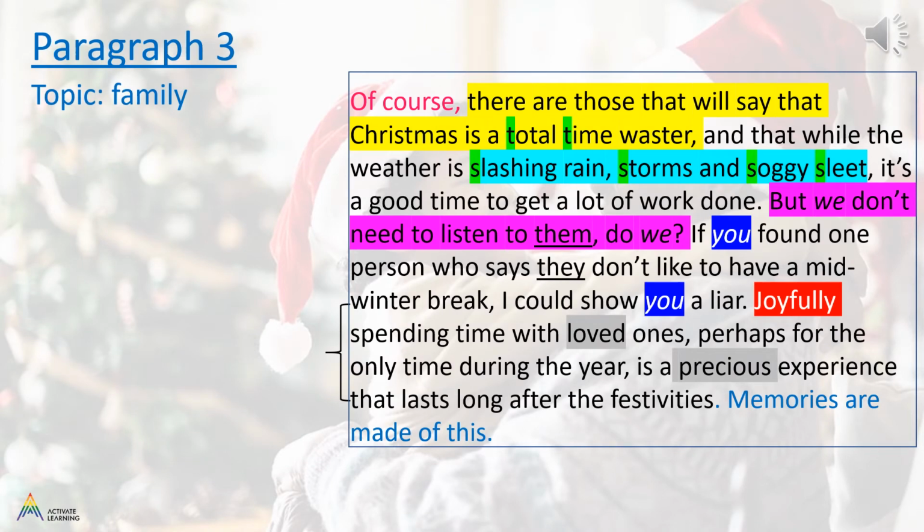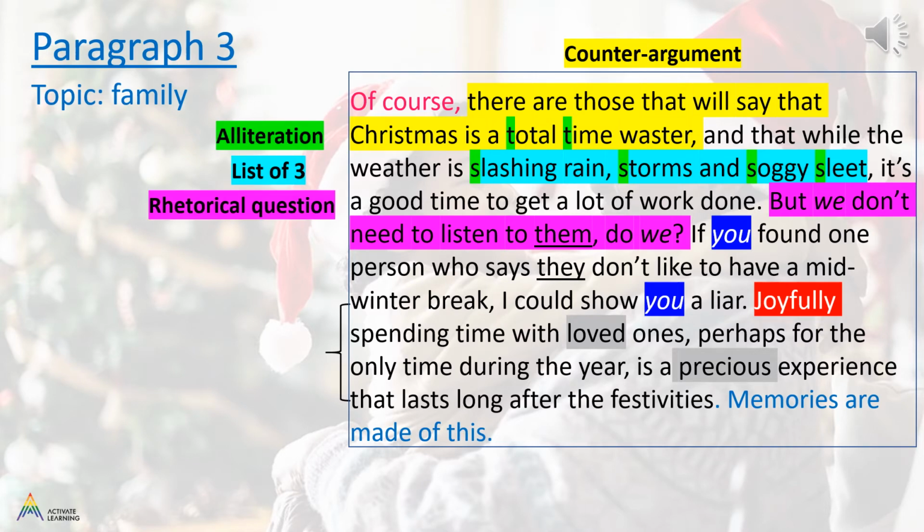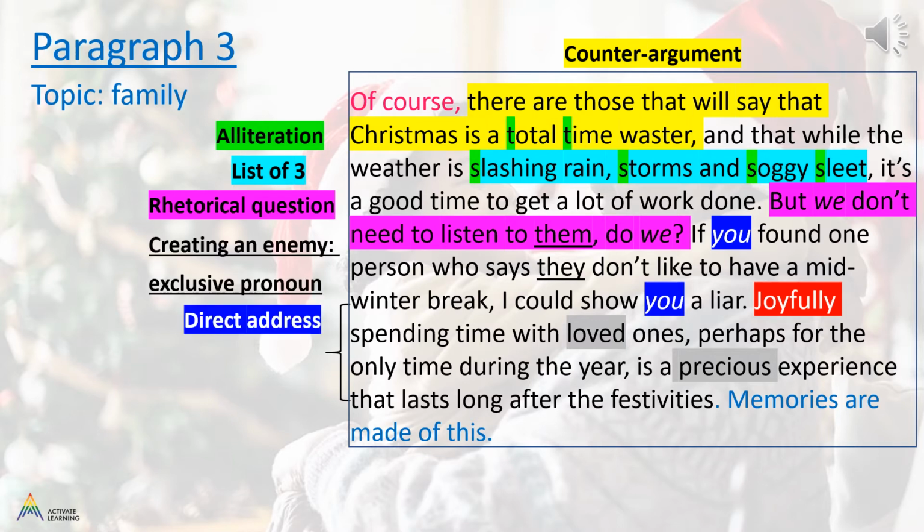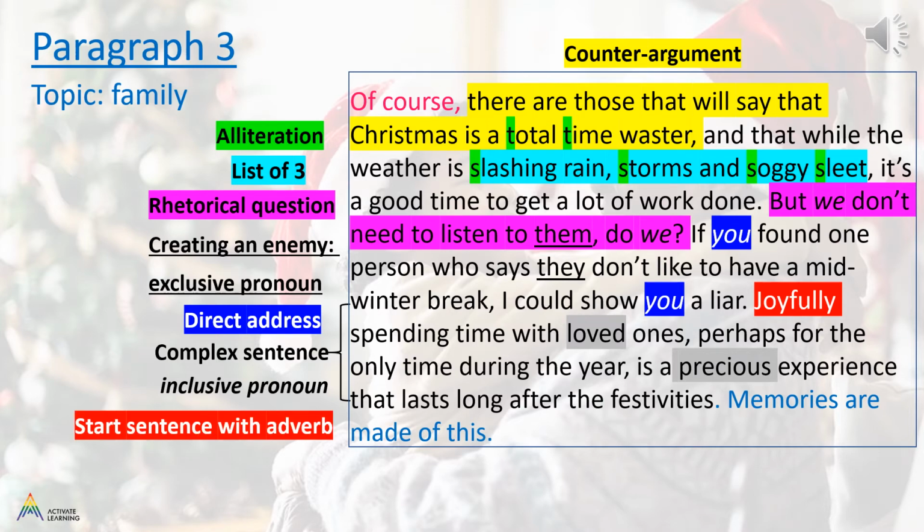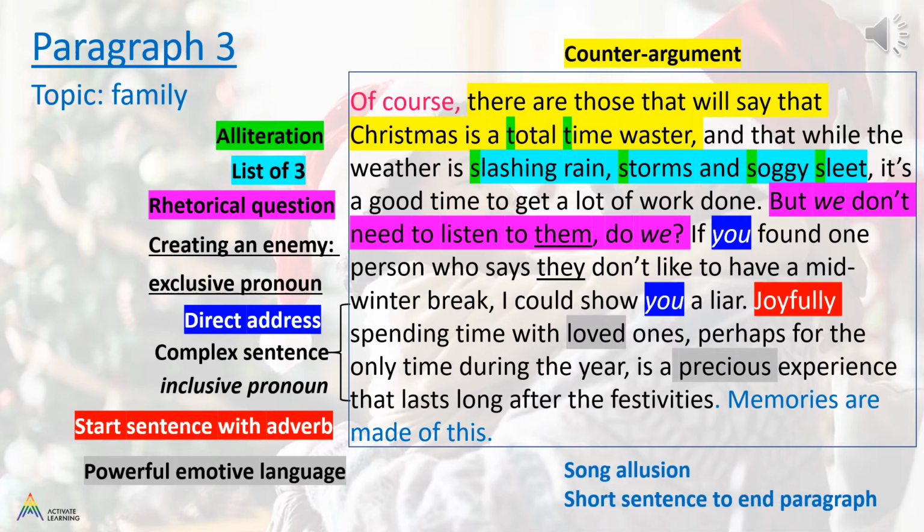This is my second topic paragraph on the topic of spending time with your family. I've started with the signpost phrase in pink, and I've continued with a counter argument. There's a lot of alliteration, lists of 3, rhetorical questions. I've created an enemy by calling the other people who aren't reading the article them, which is an exclusive pronoun. I've used direct address, a complex sentence, inclusive pronoun, started a sentence with an adverb, and used powerful emotive language. Towards the end, we have another song allusion and a short sentence to end the paragraph.